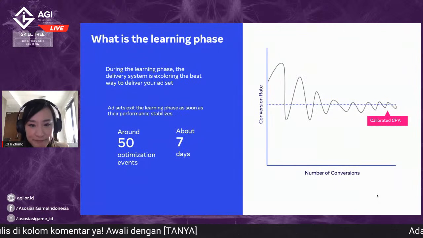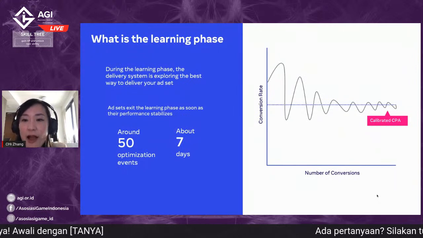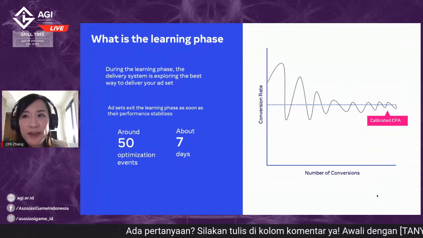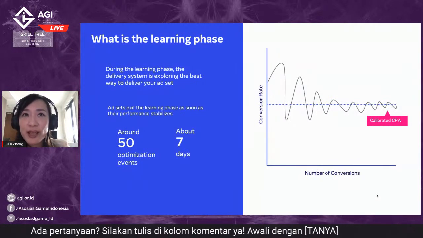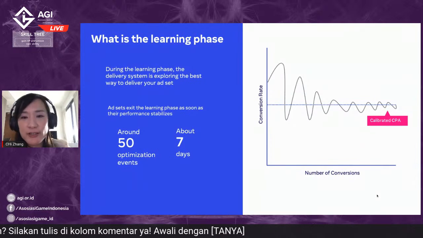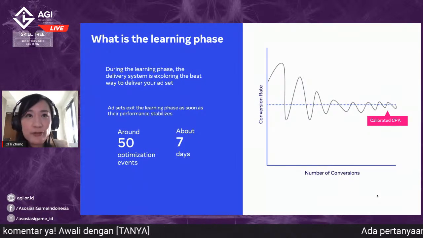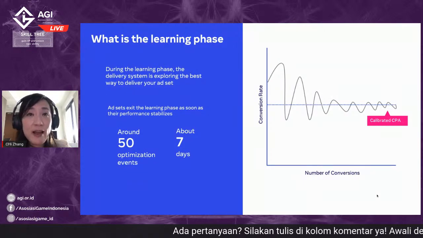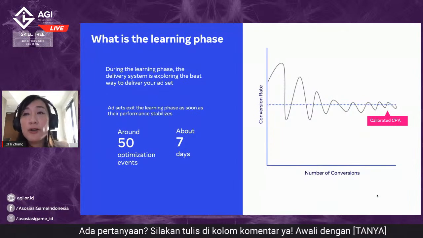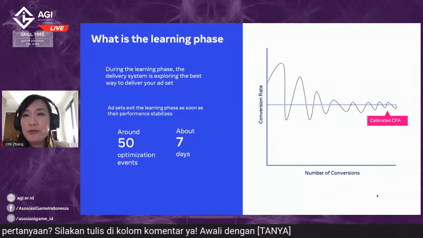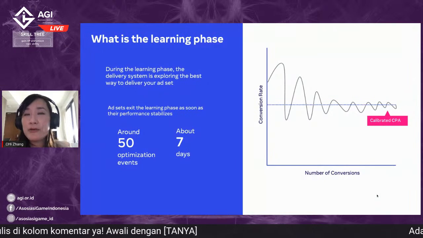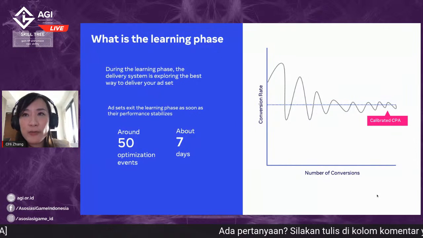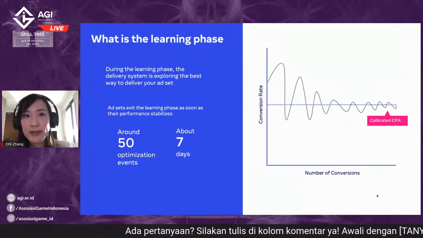As you can see here, this is an illustrated example of what the learning phase is, which we just talked about. During the learning phase, the delivery system is exploring the best way to deliver your ad. And when the delivery system has enough results or enough outcomes, then it will exit the learning phase, which allows you to then have a more stable performance or more stable CPIs or CPAs.